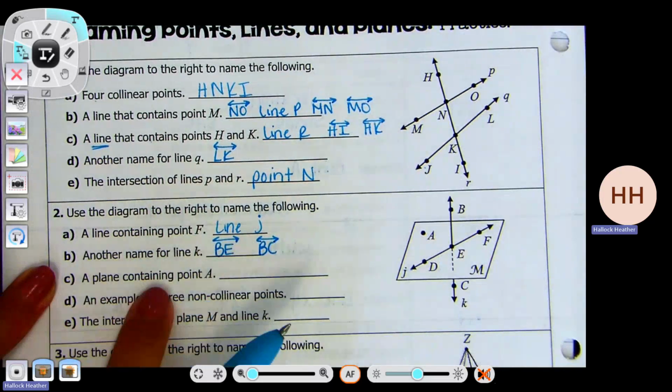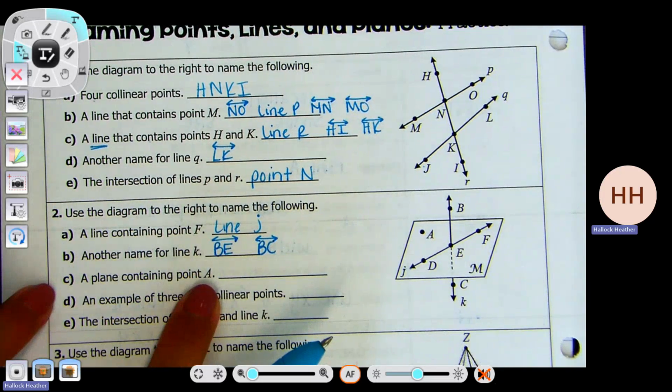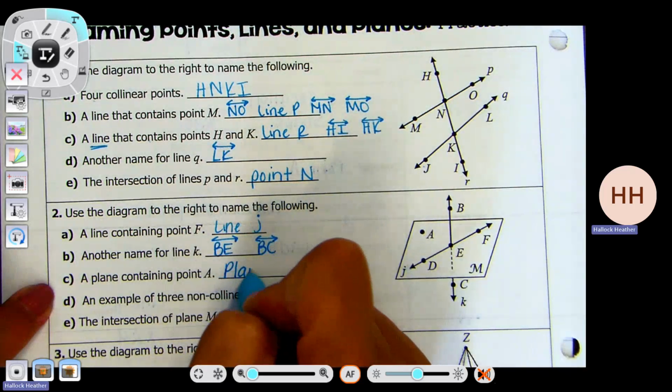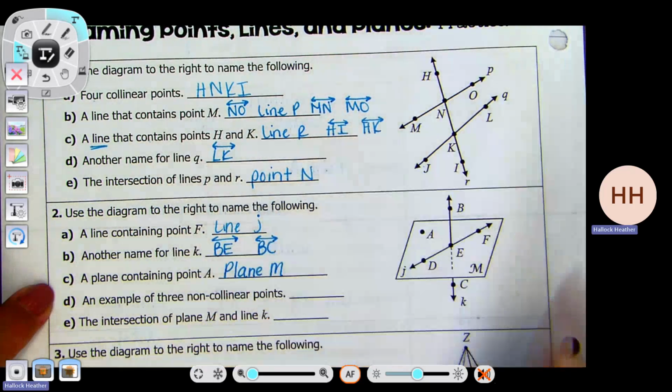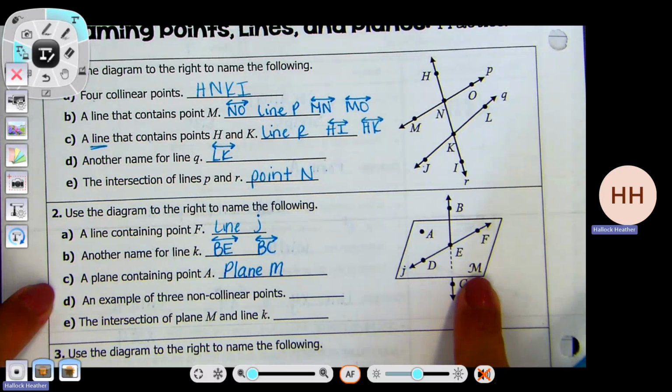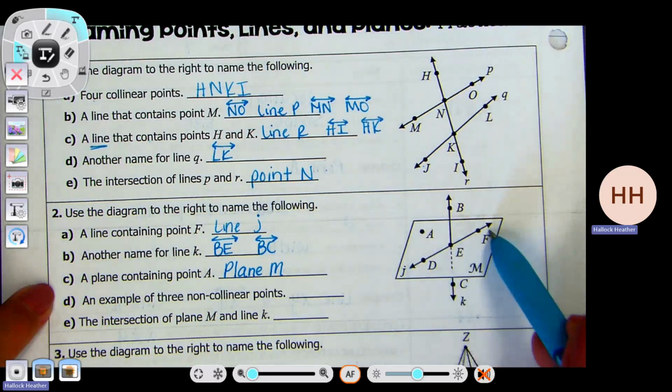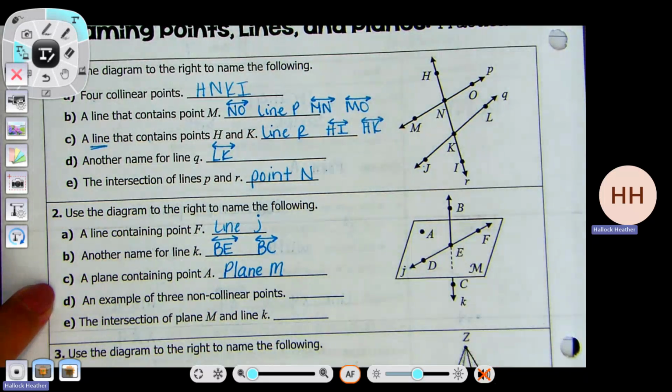A plane containing point A. Plane M. So if you did not put the word plane, just add it in there. So plane M. Or you could use 3 letters to name your plane. Most people probably did not do that, but you could say like ADE, AEF. 3 letters on that plane would also work.